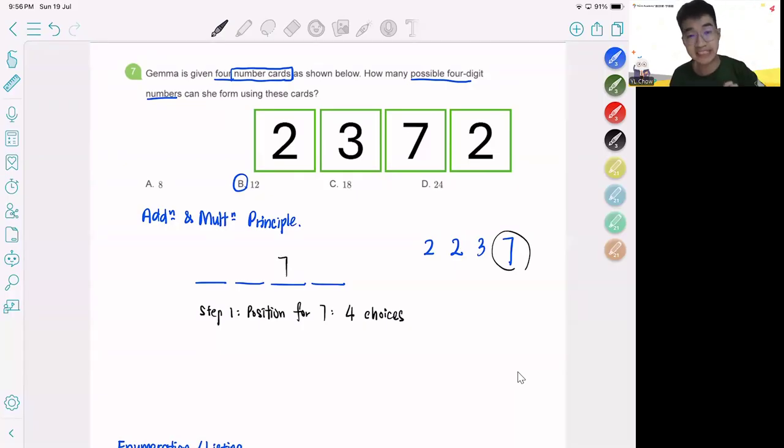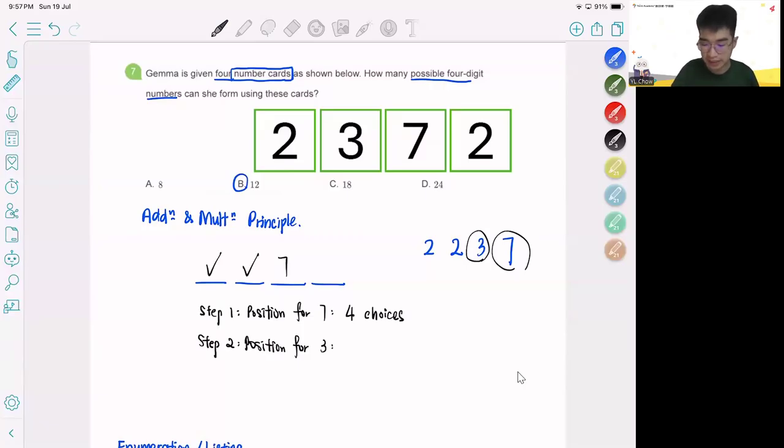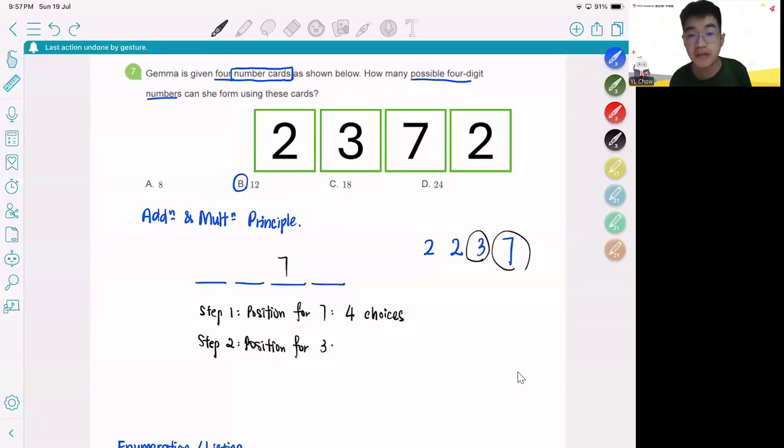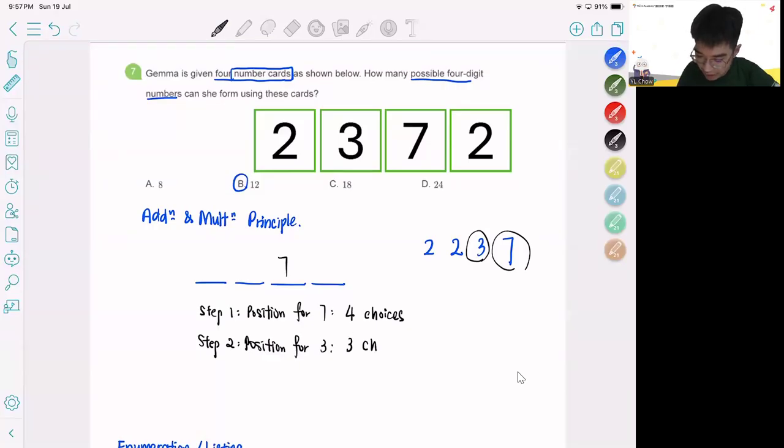Now there are 3 seats left, right? 3 possible places for the next digit. So let's take a look at the next digit. The next digit is 3. So step 2, we will consider the position for 3. How many choices are there for position 3? For the digit 3, right? So you have one choice, another choice, the third choice. So there are 3 possible choices for the position of digit 3. So there are 3 choices.